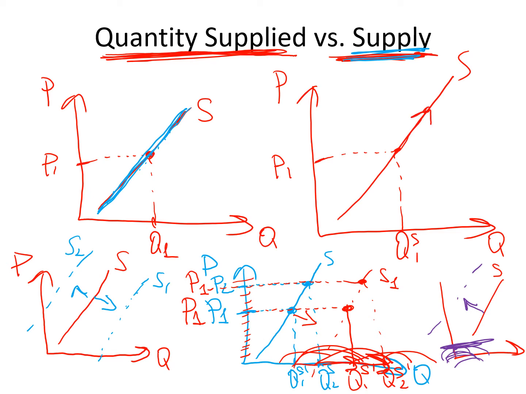So if I'm moving up and to the right, I have a new price quantity pair. I have price 2 and over here quantity supplied 2. So what I just did, I changed my quantity supplied. Remember, the reason for this change in quantity supplied is because the price of the product is changing. It's very important. So movement along the line is caused by a change in the price of the product.